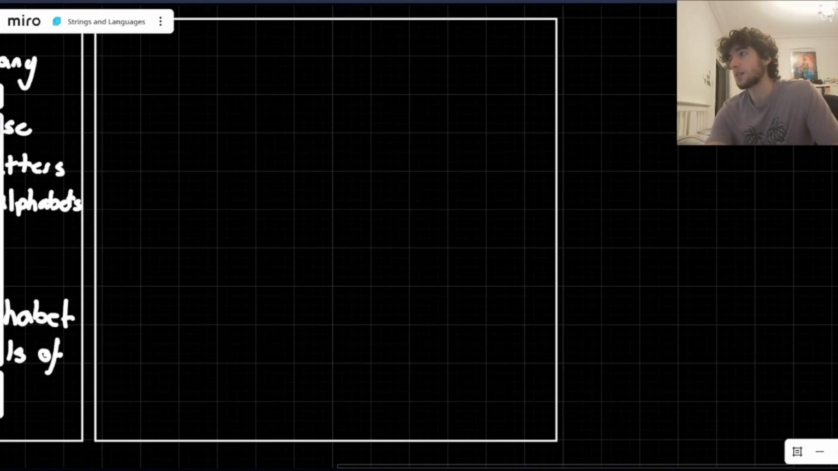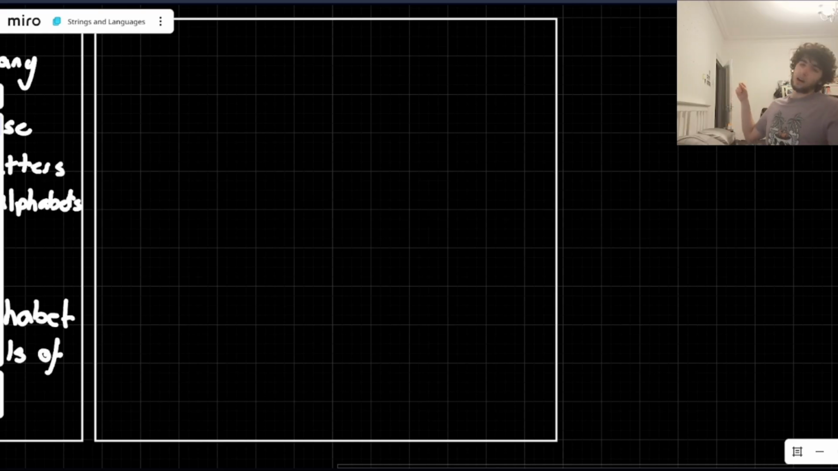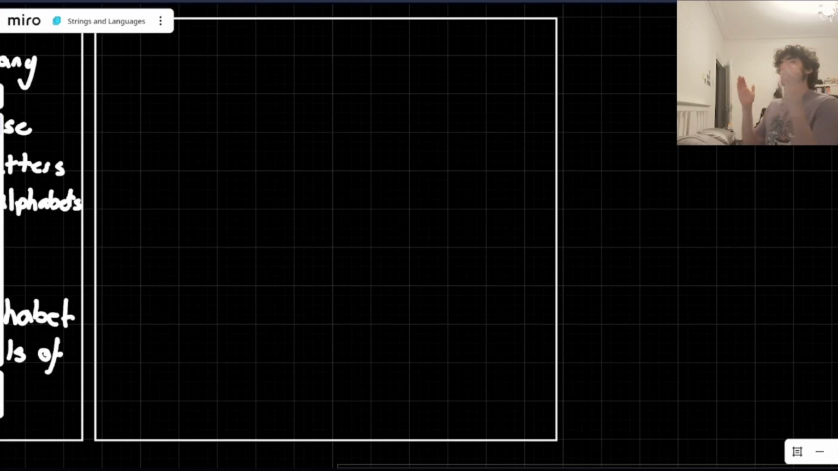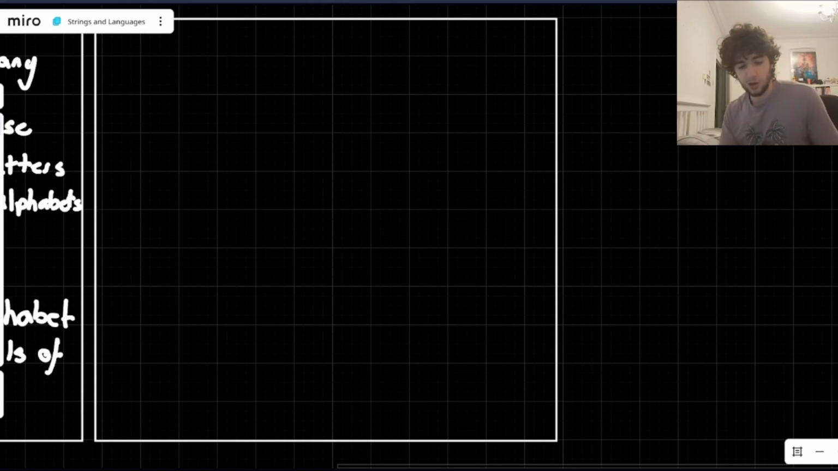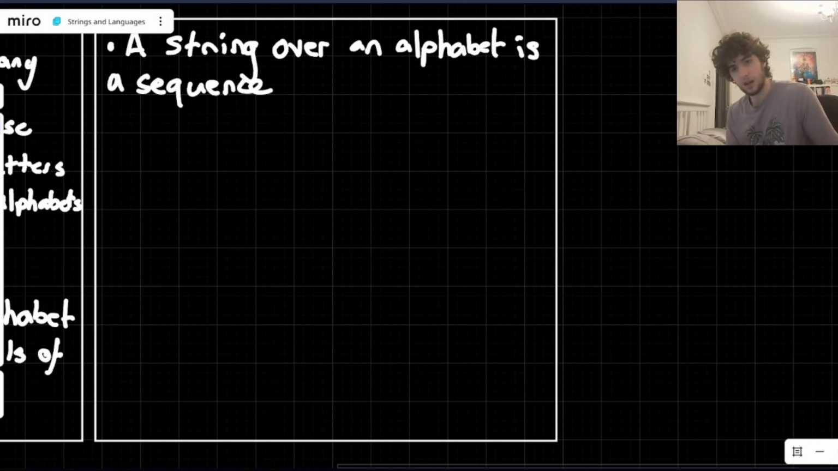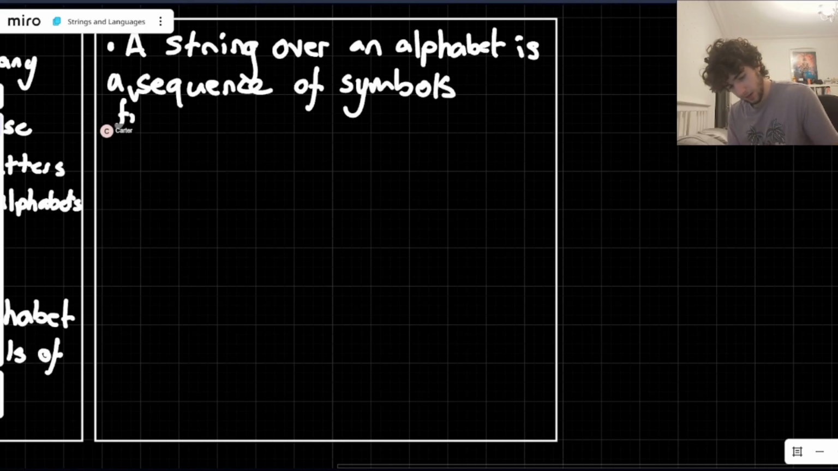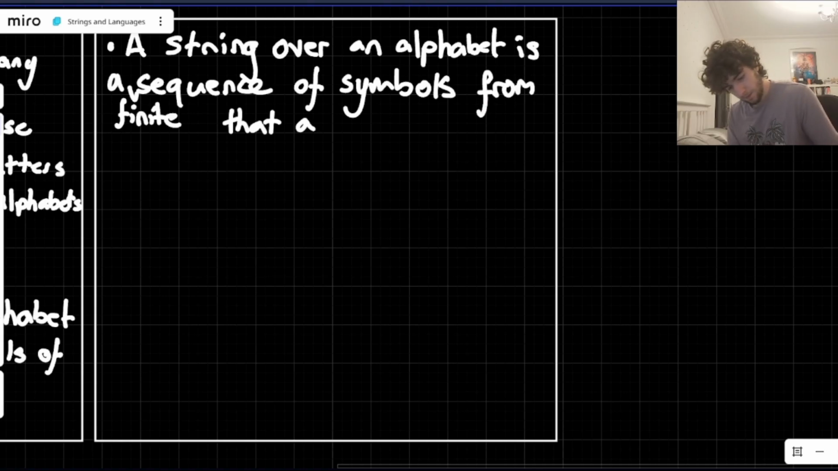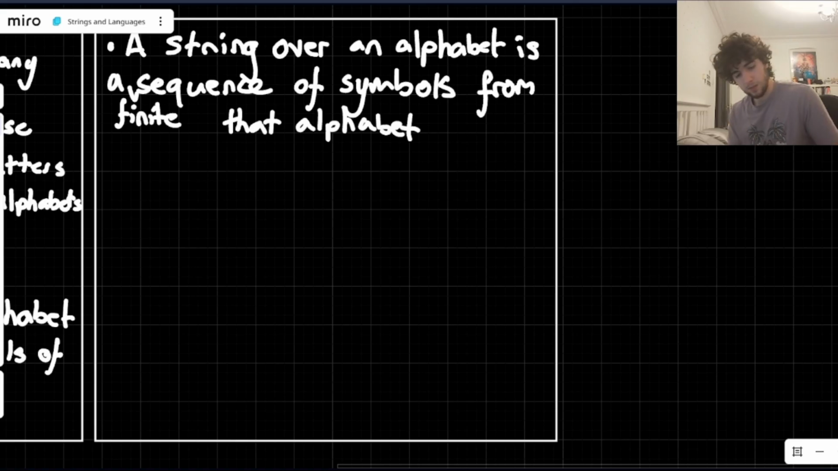What follows on nicely is a string, which is effectively just a sequence of symbols from your alphabet, which are typically written next to each other, but without commas, basically. So we say that a string over an alphabet is a sequence of symbols, specifically a finite sequence of symbols from that alphabet, usually written next to each other and not separated by commas.